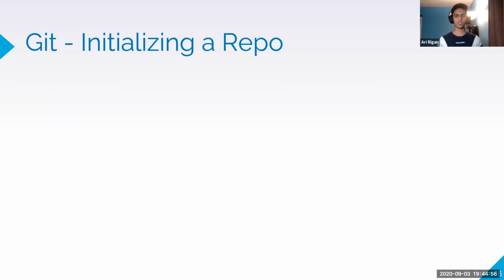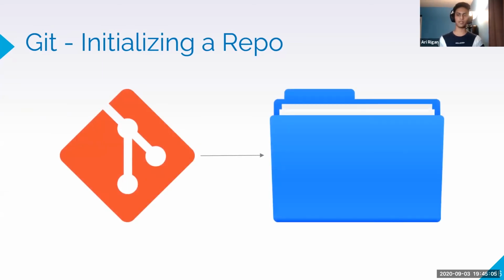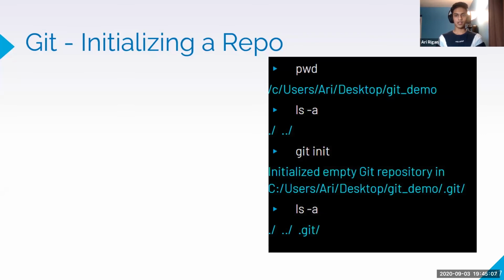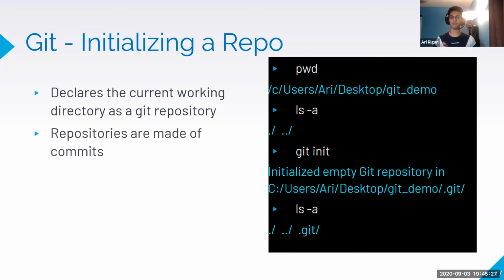So basically what you want to do is find some folder where you want to create your snapshots of your project over time. So a Git repo always has some kind of working directory. Here's a picture of me initializing a Git repository within a certain folder. What git init does is declare the current working directory as a Git repository. It just means that this is where all your files are going to go that you want to keep track of. And these repositories are made of commits.